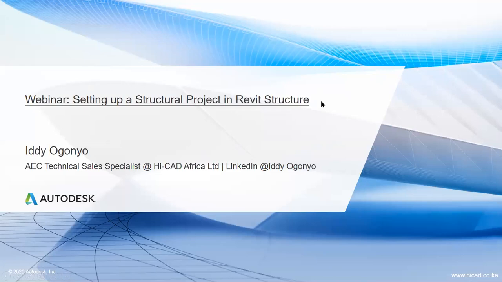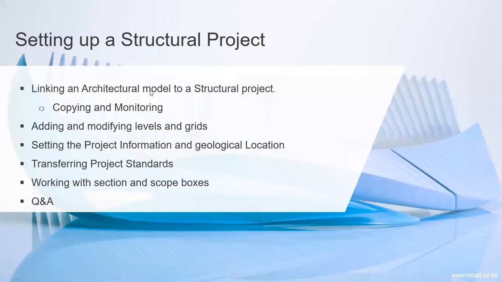So the sections that we'll cover, we will put more of our focus on linking an architectural model to a structural project, and that will include the copying and monitoring section. We'll also go ahead and add and modify our levels and grids. Then we can set the project information and geological location. Then if time allows us, we can check on transferring project standards and working with section and scope boxes. Then we'll have a question and answer session.